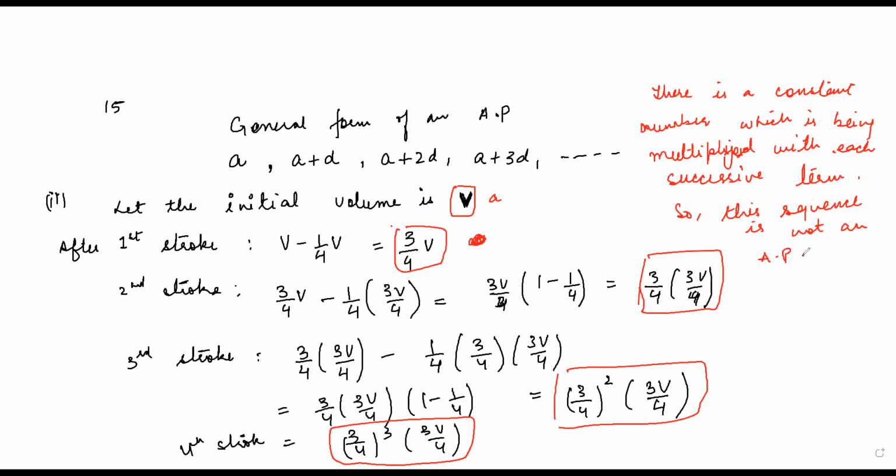Ma'am, in the second stroke, it is 3V by 4 in the second step. Yes, 3V by 4. V minus 1 by 4V, right? Ma'am, in the second stroke. Yes, 3V by 4. See, now this is the initial volume, right? Yes, ma'am. This initial volume minus 1/4 of this initial volume. So I've just solved it.